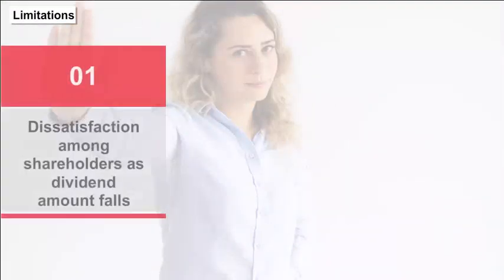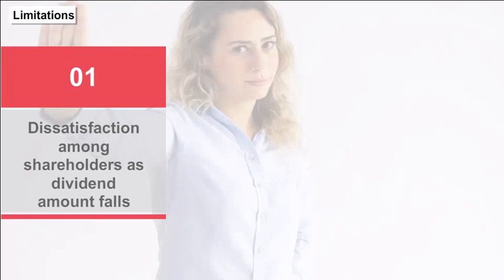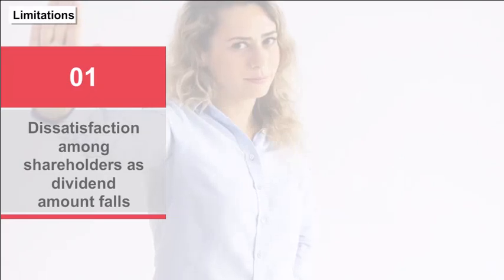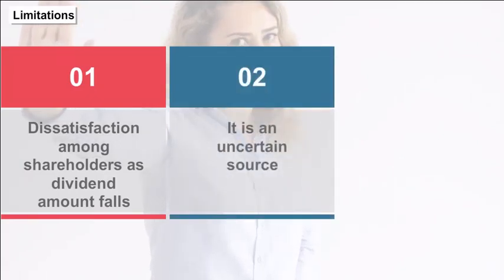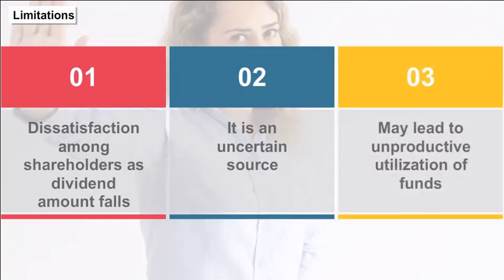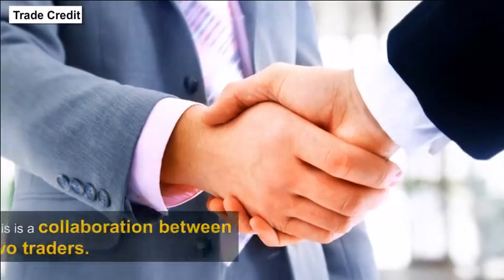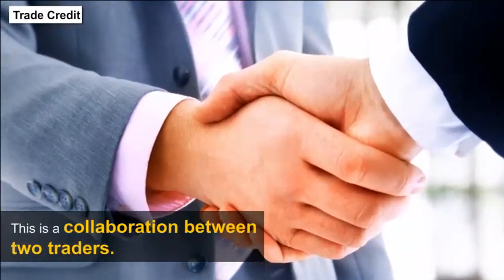Limitations: dissatisfaction among shareholders as dividend amount falls. It is an uncertain source, may lead to unproductive utilization of funds. Trade credit. This is a collaboration between two traders.